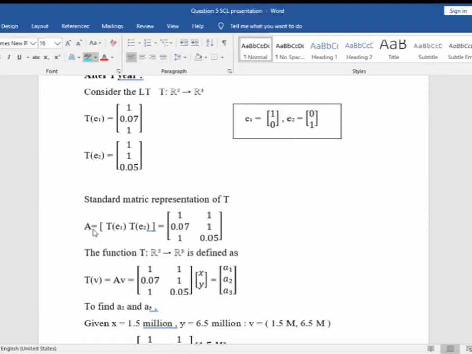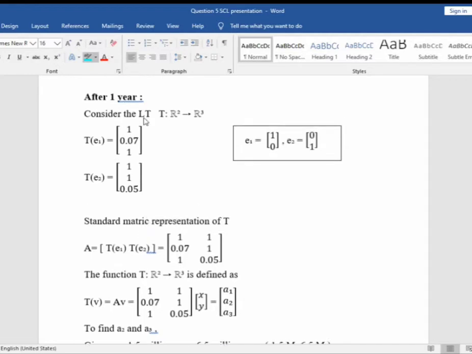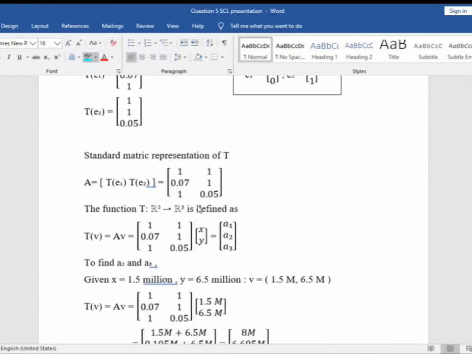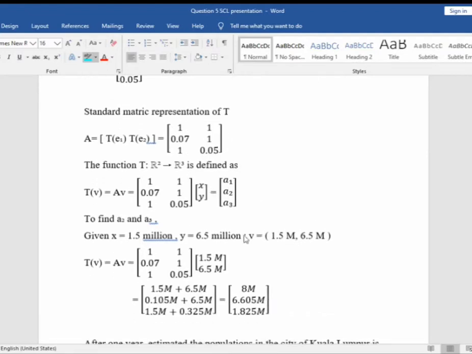Okay, in this column we need to put the linear transformation operation, which is TE1, TE2. We get TE1 as 0.07, 1, and TE2 as 0.05, 0.05. So we get this as the standard matrix representation of T.